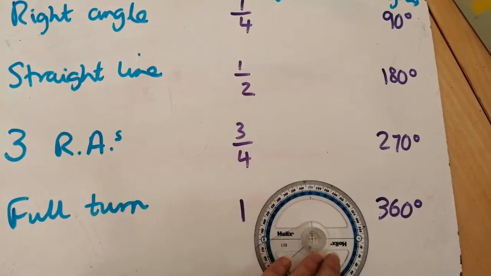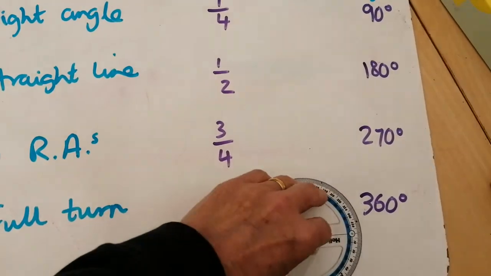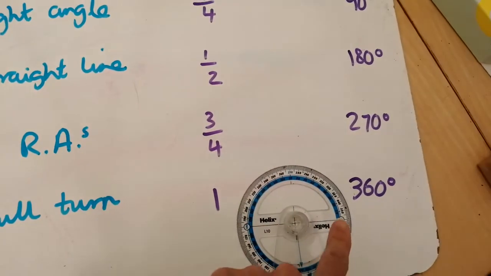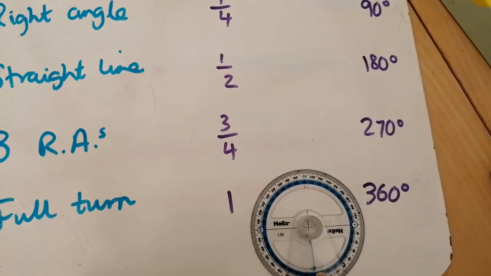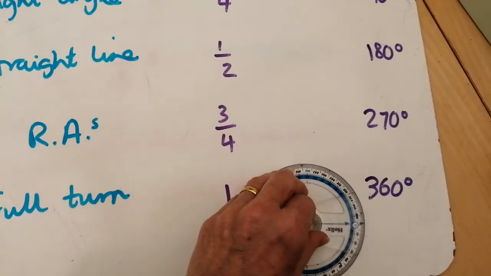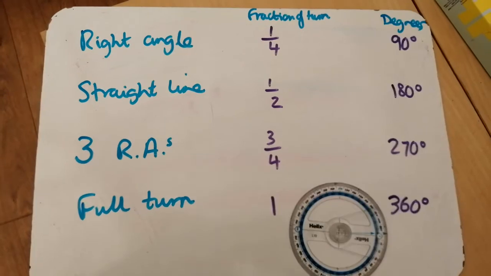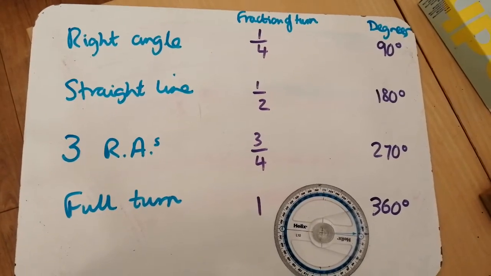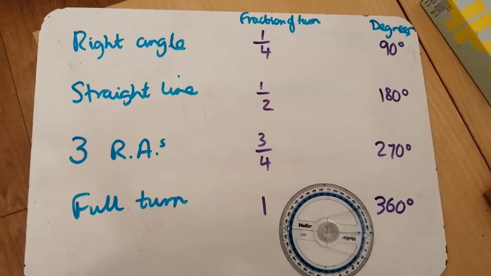For 3 right angles together, I would need to carry on. So I've now done 3/4 of a whole turn. That's 270 degrees. And then for the full turn, right the way back to the beginning again, 360 degrees. These are really key amounts to remember.